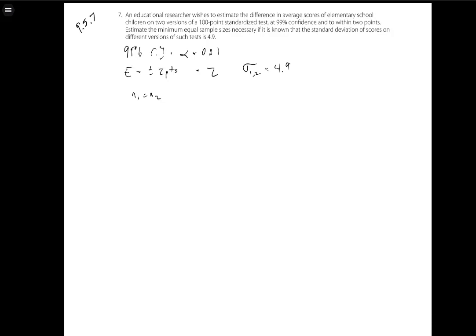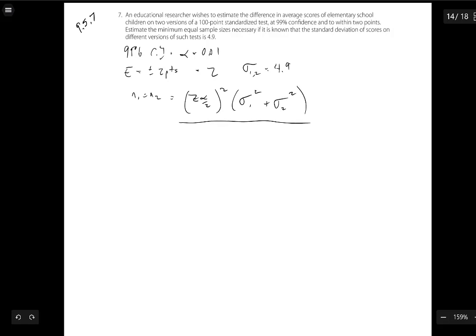Here in this chapter, we have a z of alpha over 2. That's going to be squared. And we're going to look at the standard deviation squared plus this of each of the samples, so 1 and 2. And since those are equal, that'll be handy. And we have that over the margin of error squared.